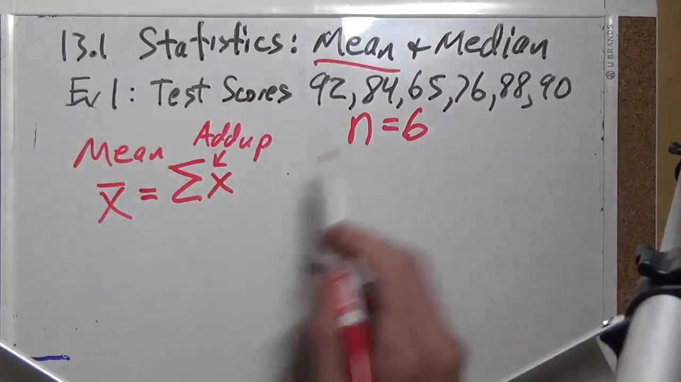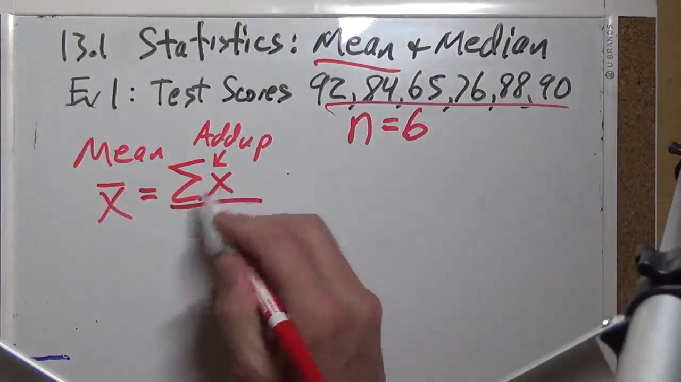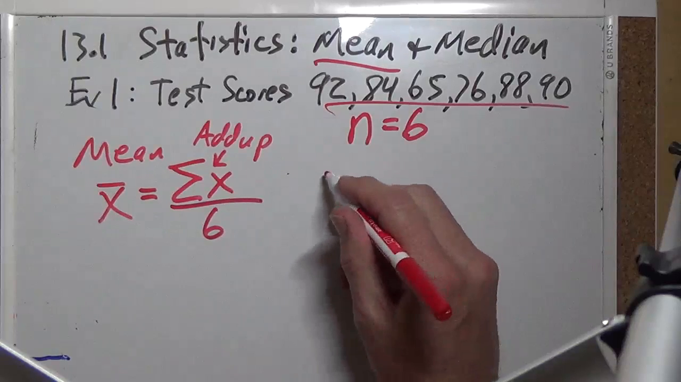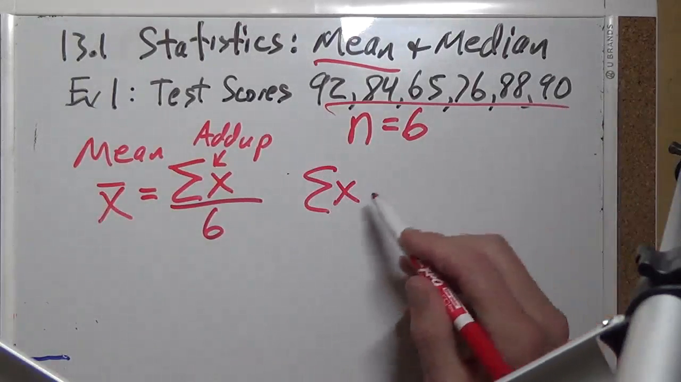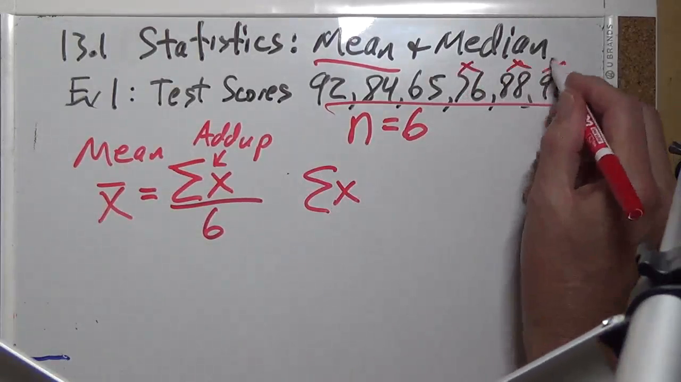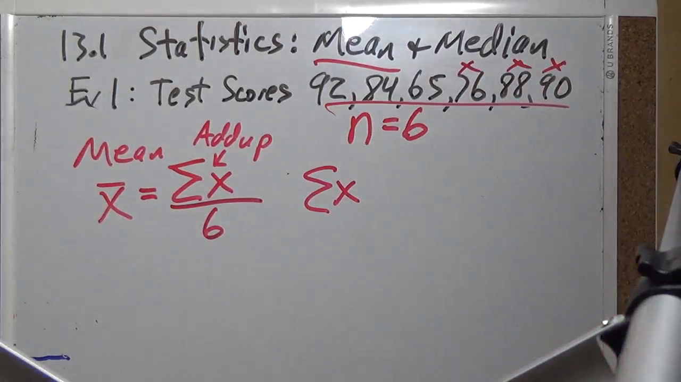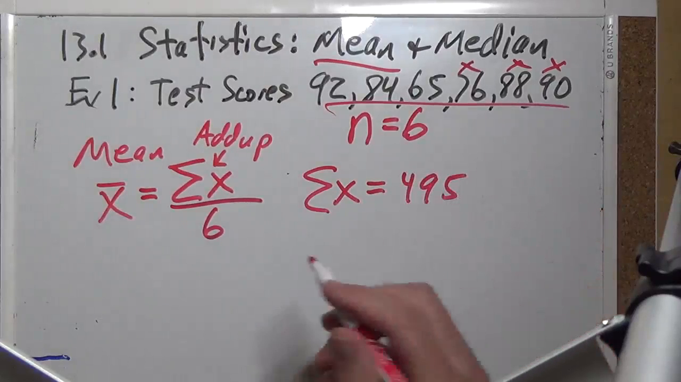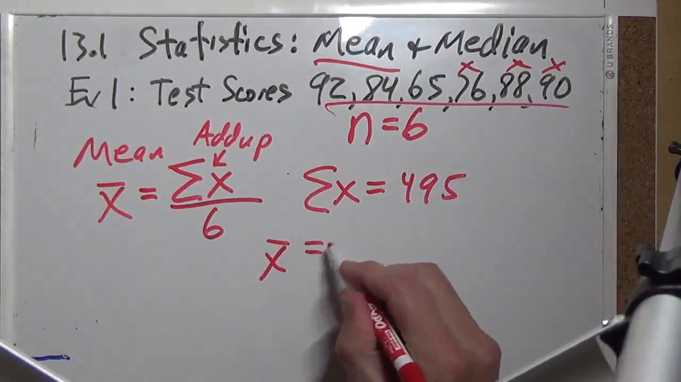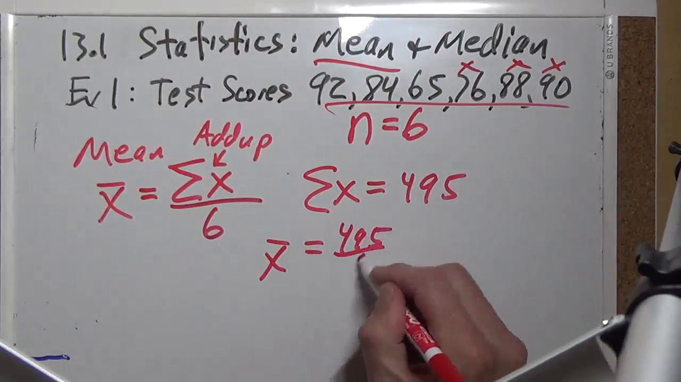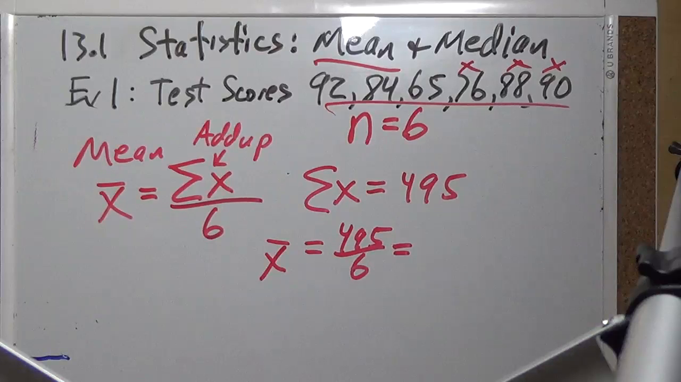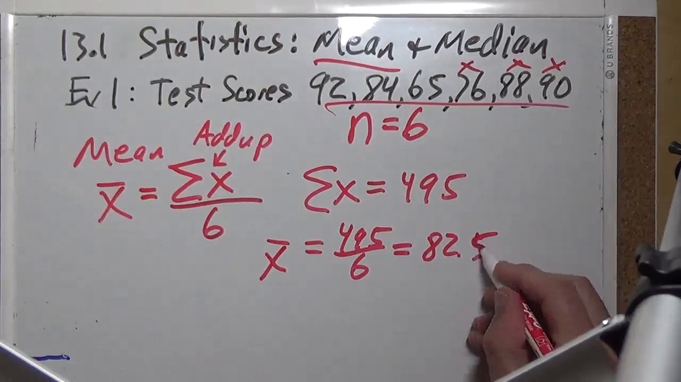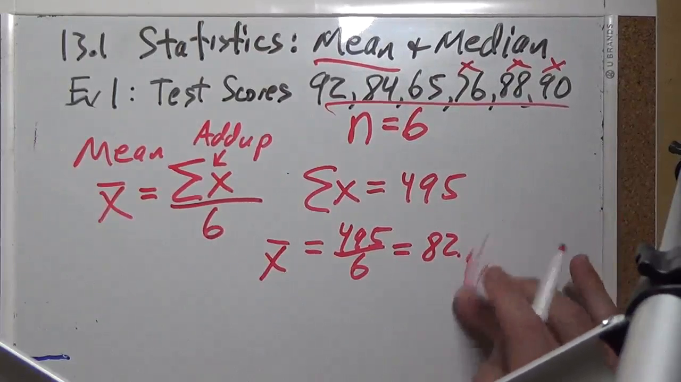And what are we adding up? We're adding up those 6 scores, then we're dividing by the 6. So if we add up all of these x's, all 6 of these things, we get 495. So my mean would be 495 divided by 6. That's 82.5. So that's the mean test score of these 6 scores.